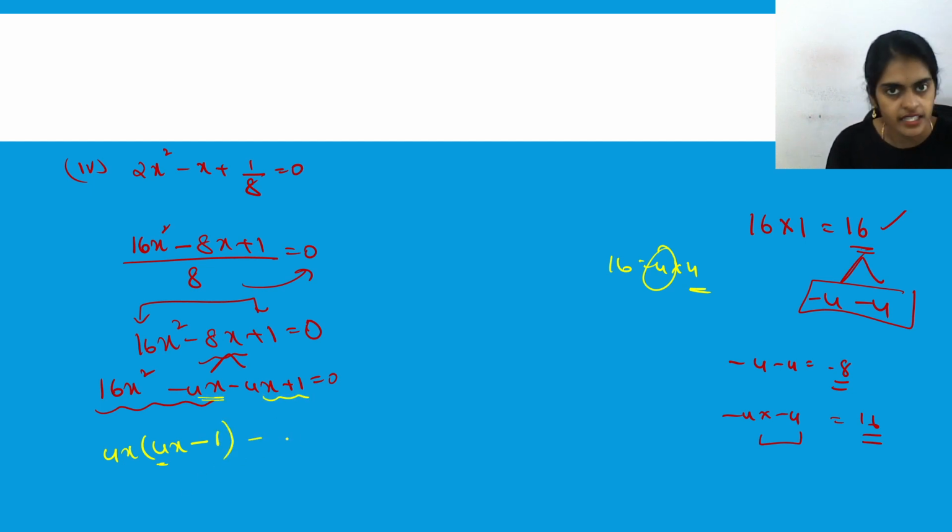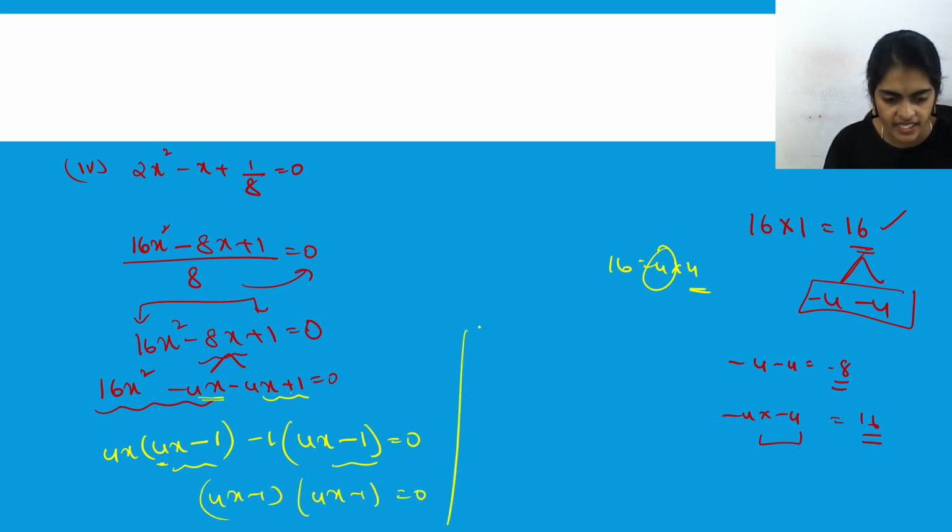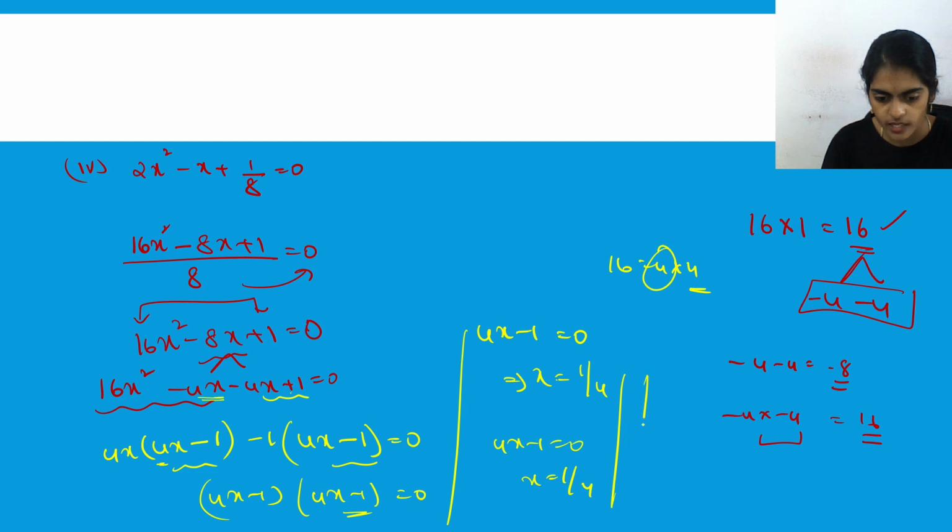And from these two nothing is common. I can take minus 1 common. So here I'll have 4x, and since you are taking negative sign common, the sign changes. Plus changes to minus. So again 4x minus 1 is common. You will have 4x minus 1 here. So finally you can equate 4x minus 1 to 0. So you will get x equals 1 by 4. And this 4x minus 1, if you equate to 0, x will get 1 by 4. So x equal to 1 by 4 and 1 by 4 are the roots of this particular quadratic equation.